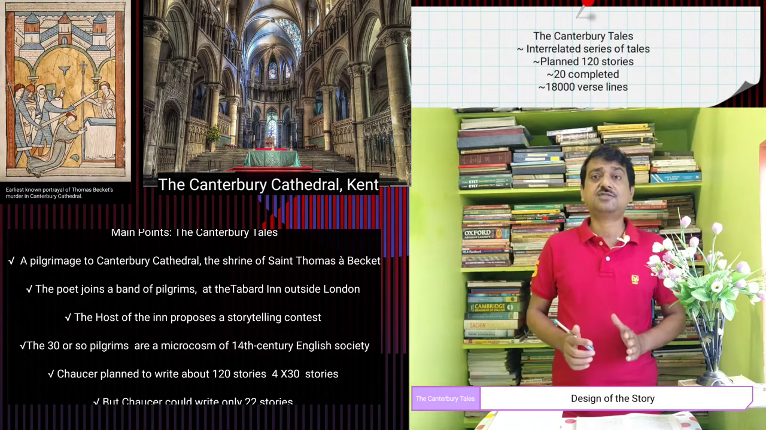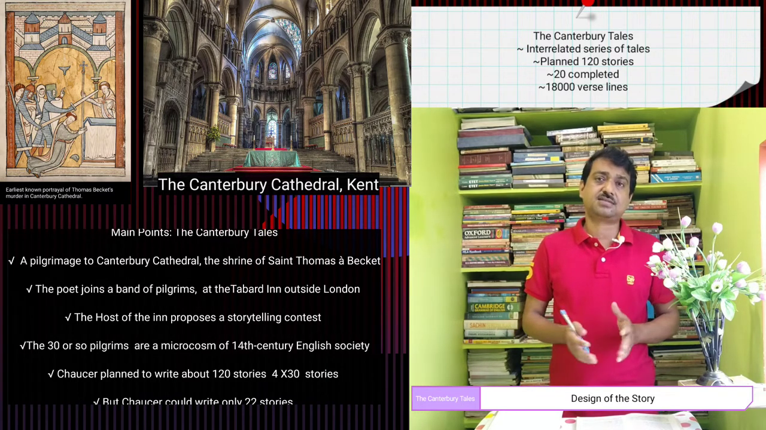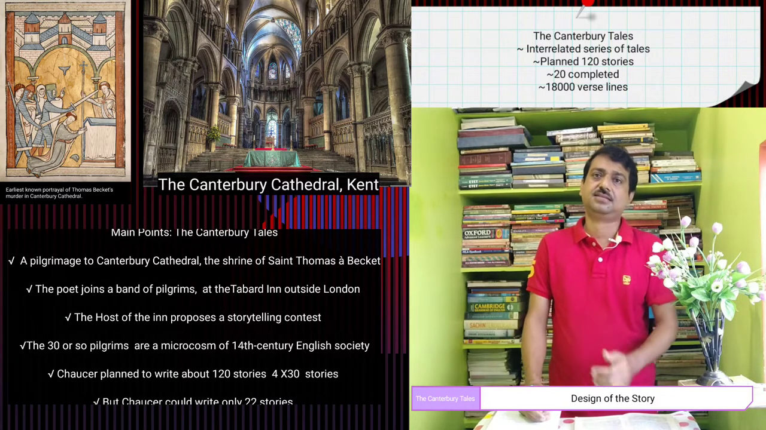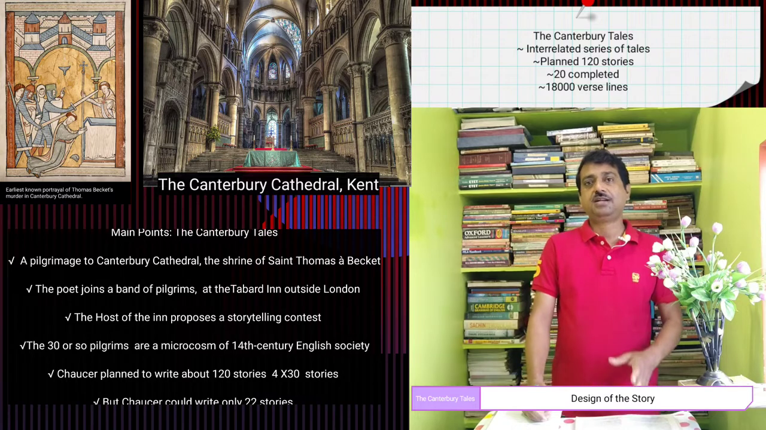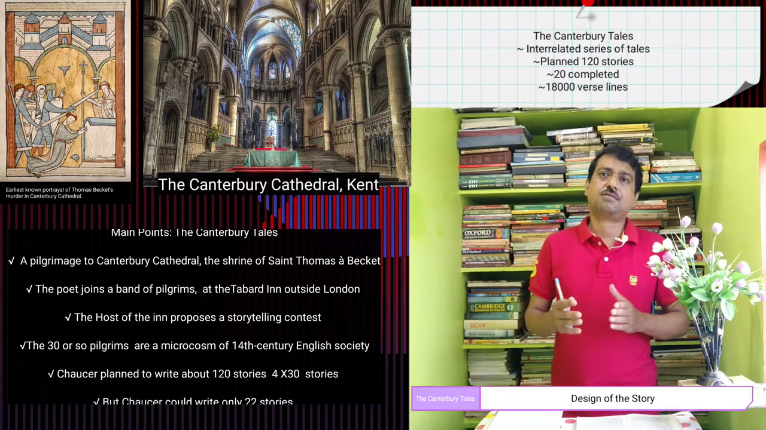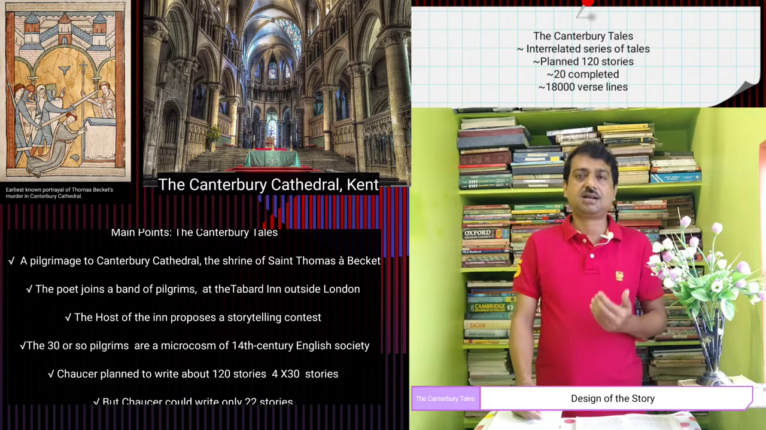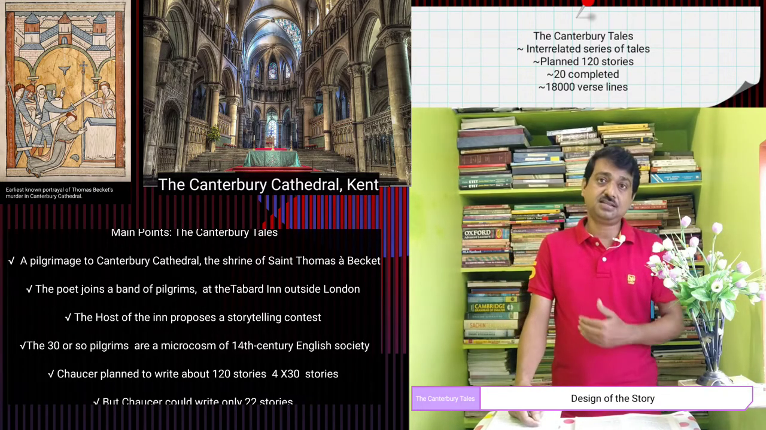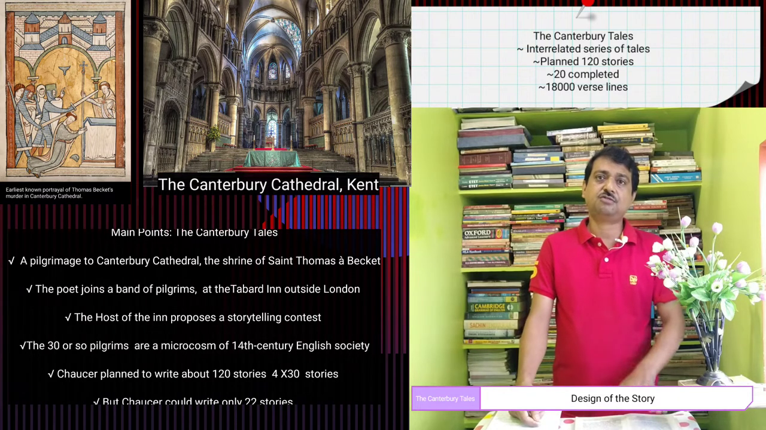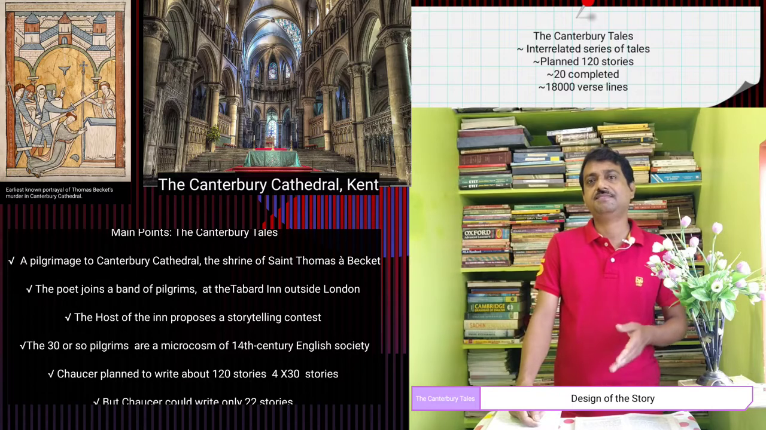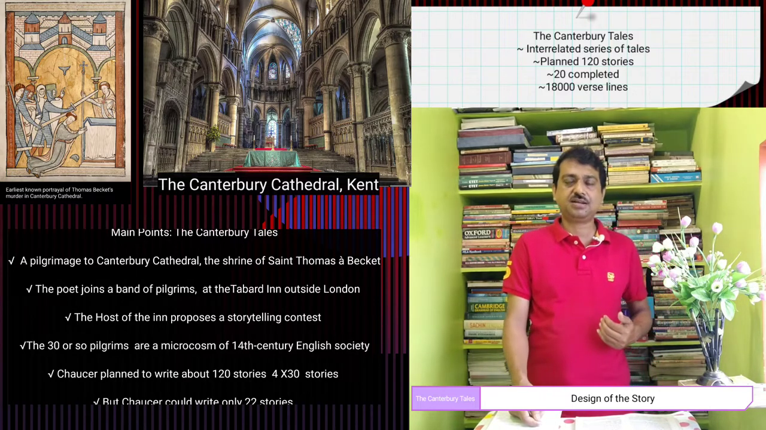And we can get this point from the leader of the Canterbury party, who tells it in the prologue section. But Chaucer could write only 22 stories. Chaucer completed less than a quarter of his plan. The work contains 22 verse tales, 2 that remain unfinished, and 2 long prose tales. A few are thought to be pieces written earlier by Chaucer.